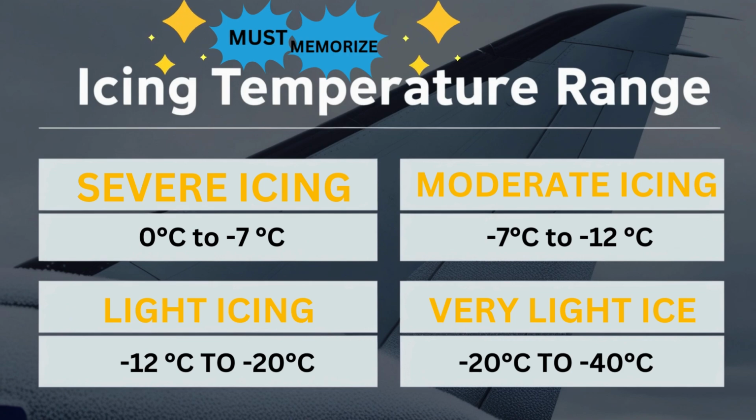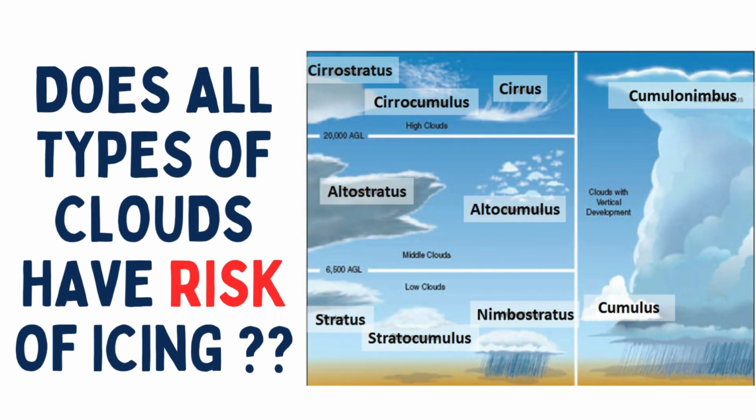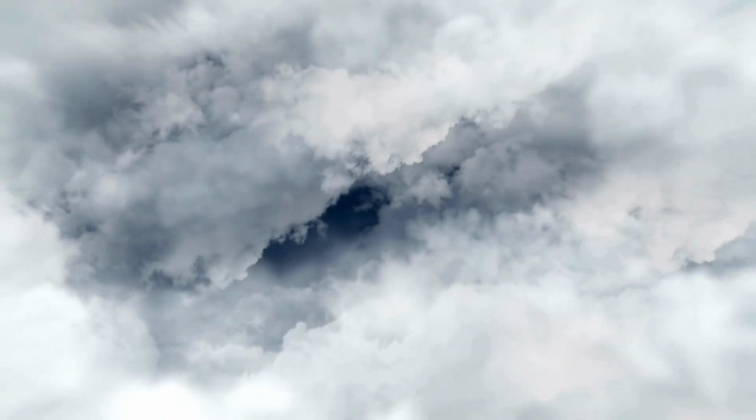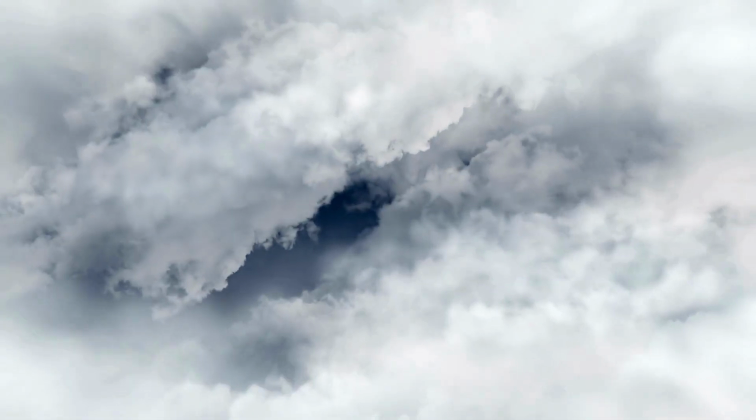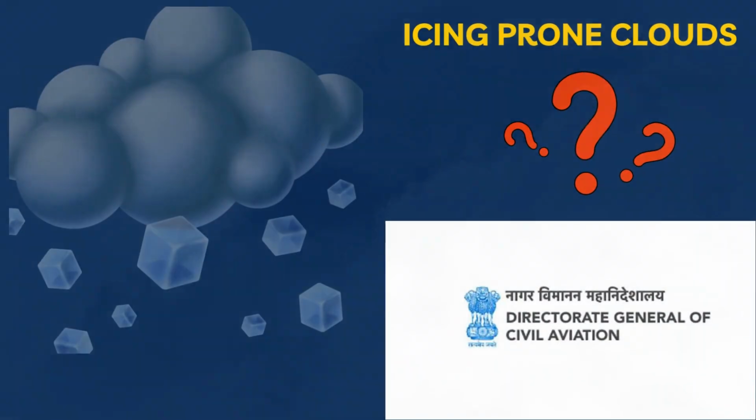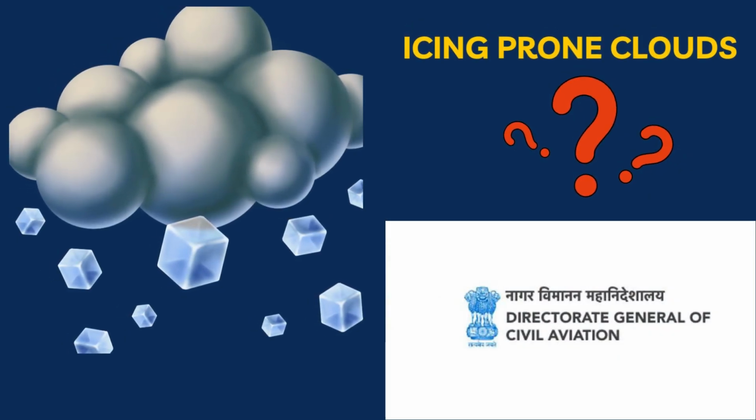Okay, we know the temperatures now, right? Now we need to find out in which types of clouds you will find this icing. Yeah, sir, temperature to aapne bata diya, right? You have told me that at these temperatures I'll find icing, but it's not just 0 degrees Celsius or ice jam jayegi. No, I need certain amounts and certain types of clouds where I'll find the most icing. And being a good aviator, I need to know what those clouds are. And again, this is the question which DGCA loves the most to ask, that in which type of clouds the icing will be found the most.